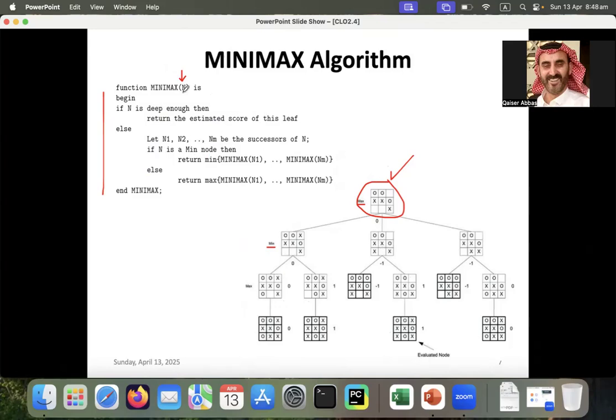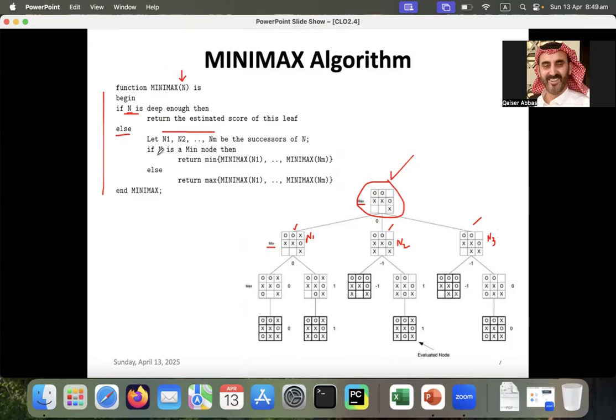So this node is going into it, and then I'm checking whether this node is deep enough, or terminal. No, it is not, it is the root node. So this condition is false, and I am going directly to this else portion. And here I am calculating what the successors are. This one and this one are the successors. And I am calling them N1, N2, and N3. So this step is now done.